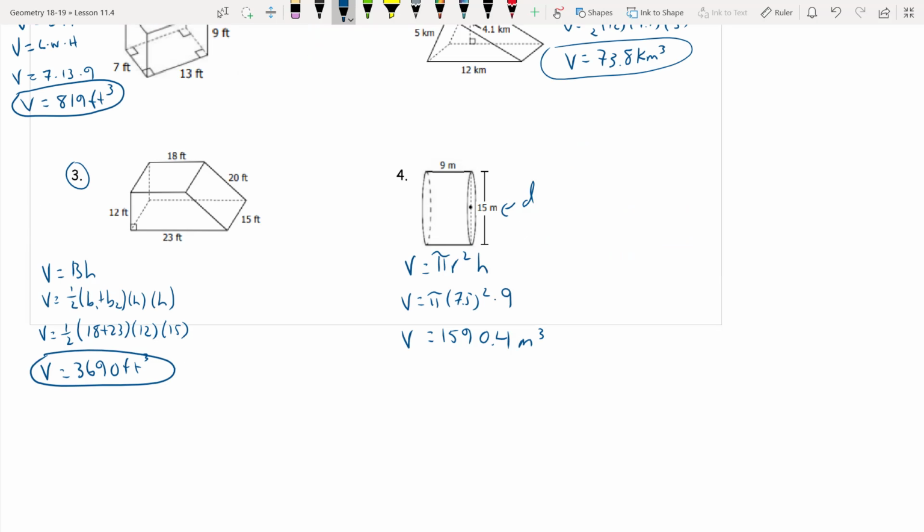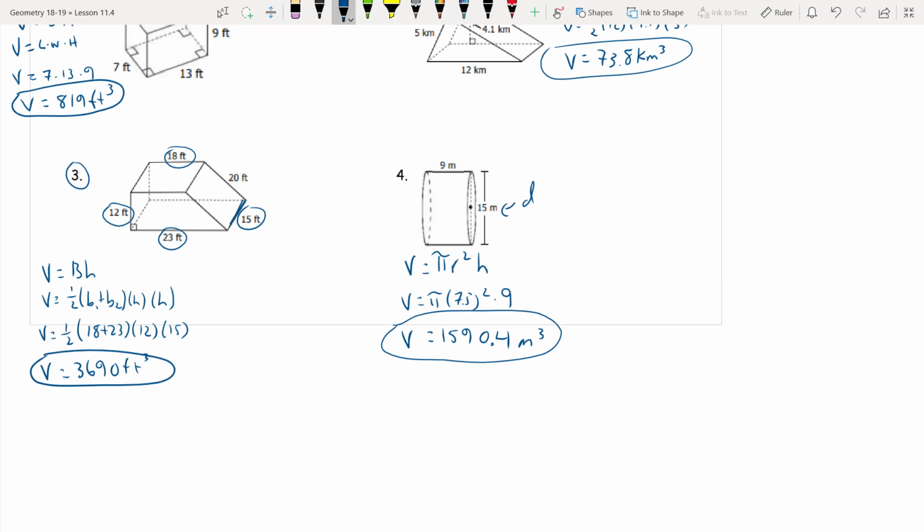Okay, welcome back in. So for my trapezoidal prism, my 2 bases are 18 and 23, and the height of the trapezoid is 12, and then the distance between the figures for that height is going to be 15. And I just plugged in and solved. For number 4, my cylinder, they gave me the diameter was 15, and our formula is pi times radius squared times height. So you do have to remember to cut that 15 in half to 7.5. So it was pi times 7.5 squared times 9, and that gave you 1590.4 cubic meters.